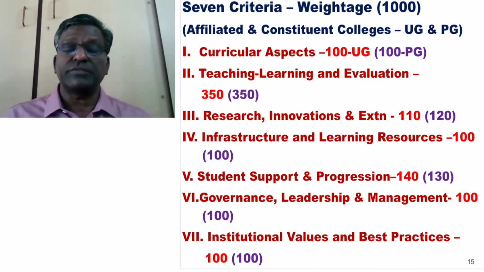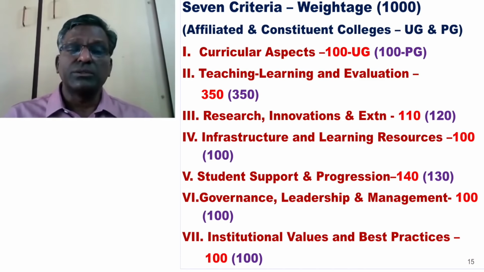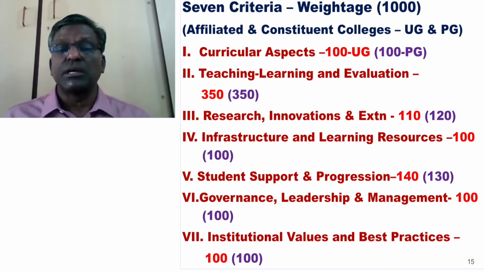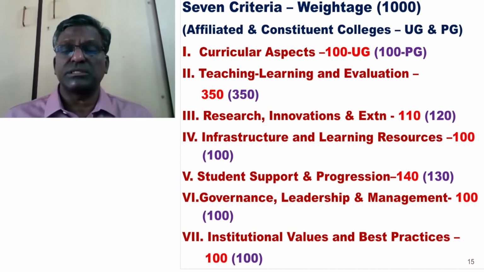Now, in terms of infrastructure and learning resources, there is no difference between a UG and a PG institution. It is 100 each. When it comes to student support and progression, for UG colleges, it is 10 more than what has been allotted to PG colleges. In terms of governance, leadership, and management, it is 100 each.